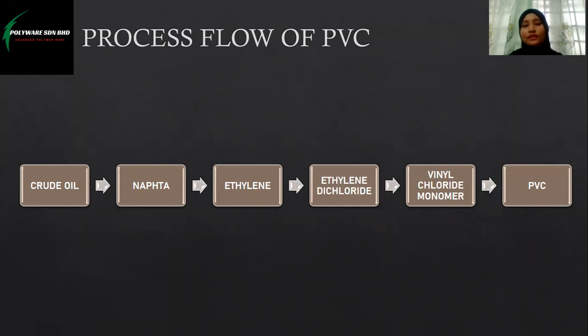There are 5 unprocessed flow of PVC, which are crude oil to naphtha, naphtha to ethylene, ethylene to ethylene dichloride, processing of ethylene dichloride to vinyl chloride monomer, and lastly, PVC.